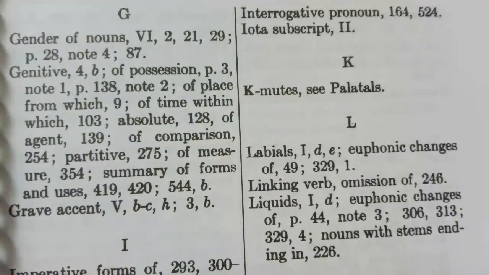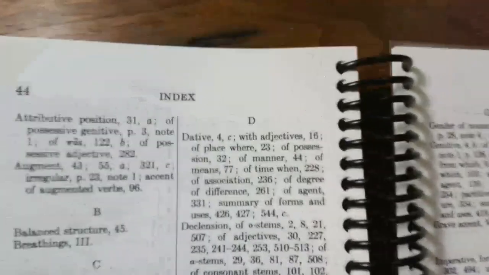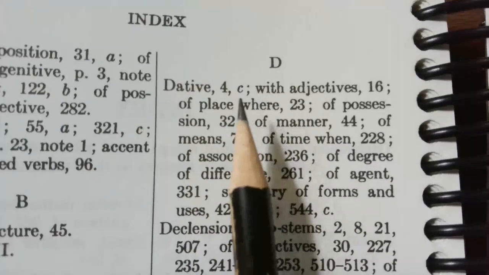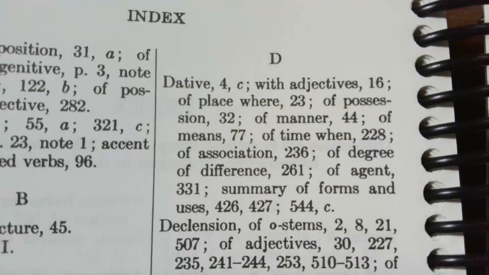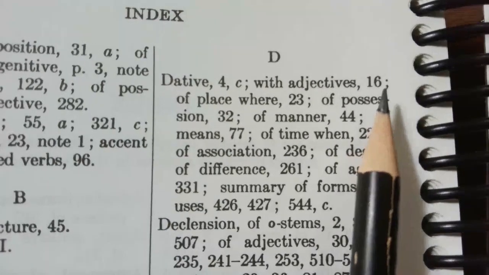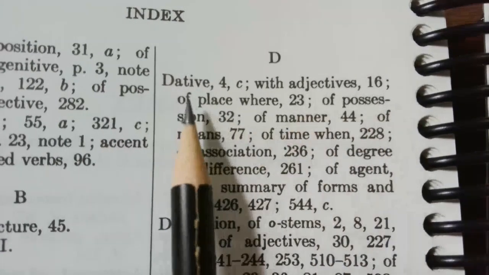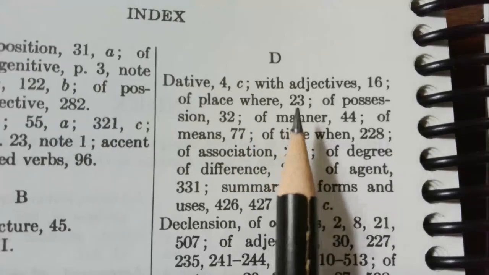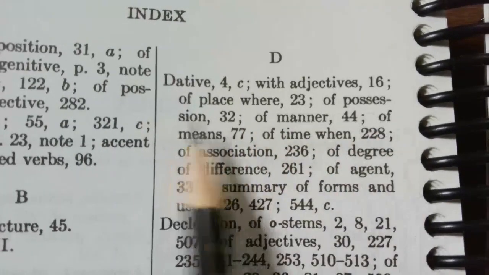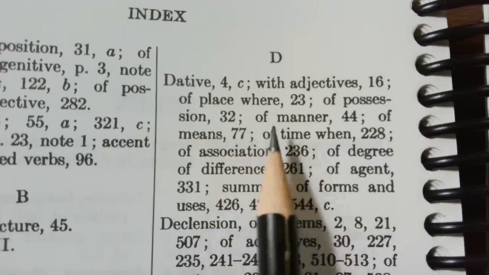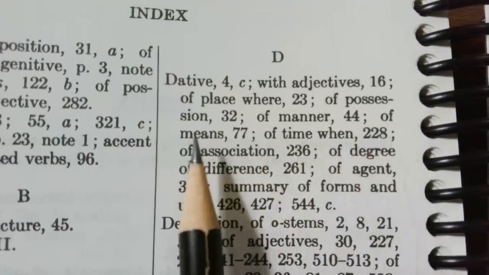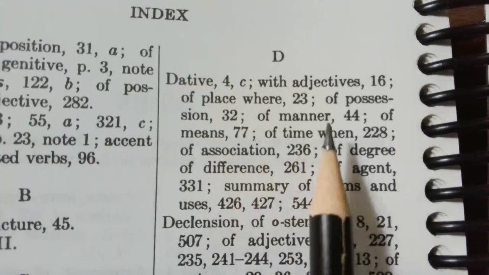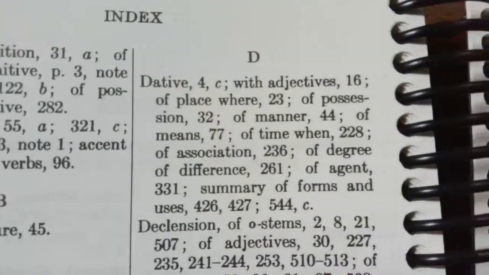Let's look at the dative. So dative is actually on just the next page. Here we go. So with adjectives, again, if there's no P in front of the number, that is a reference to paragraph number. Of place where, paragraph 23. Possession, paragraph 32. Of manner, paragraph 44. And then of means, paragraph 77. So let's look at paragraph 44 real quick.